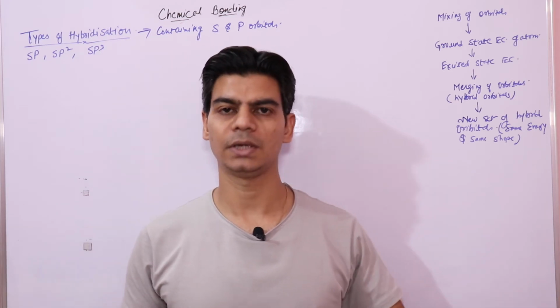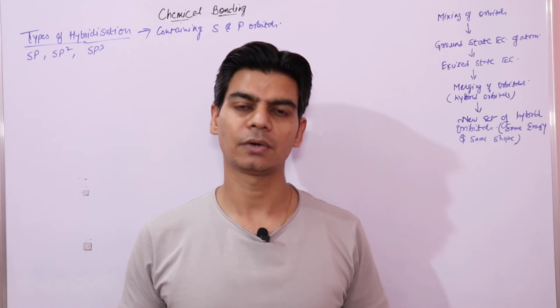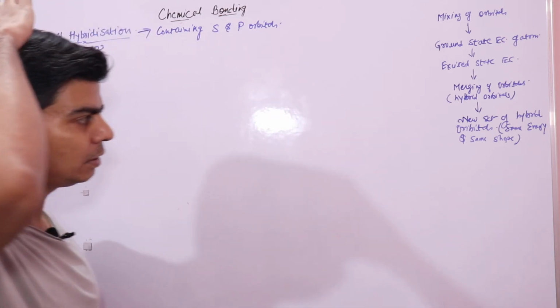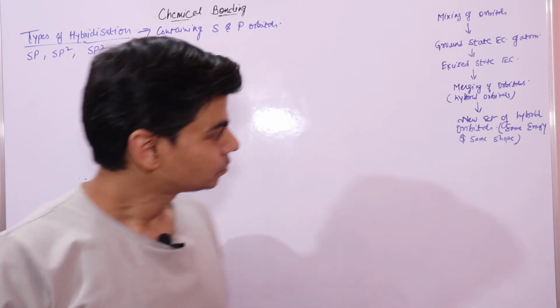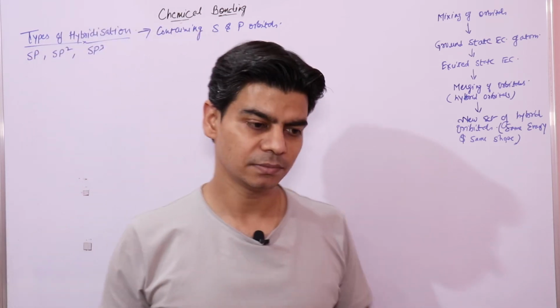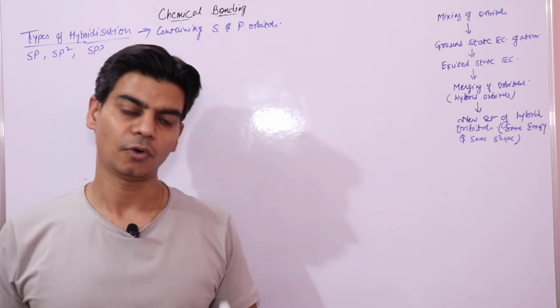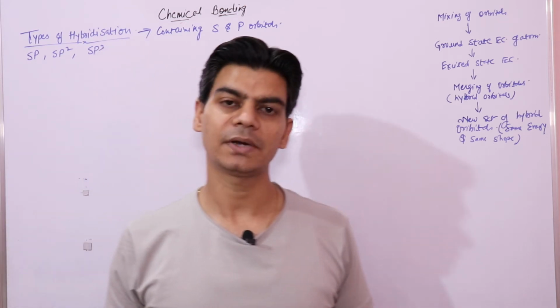That's what we call the lone pair of electrons. That lone pair of electrons is nothing but the filled orbital that has taken part in hybridization, right? And hybridization will never occur for atoms, right? It will never occur for atoms.